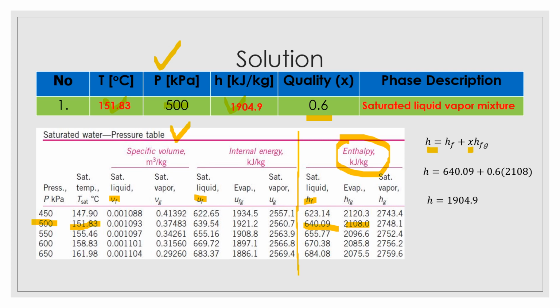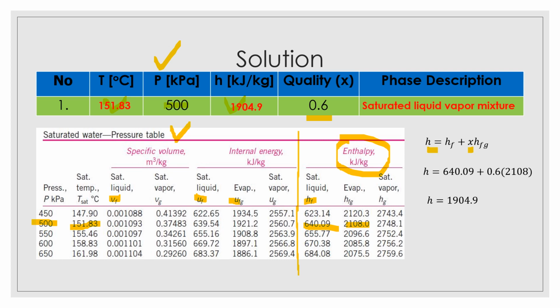Let's say the question asks for internal energy or specific volume. We just change the symbol from H to U, or from H to V. So it is based on the question.